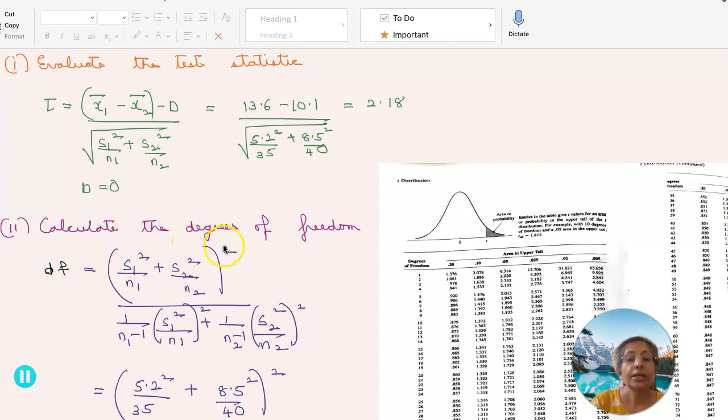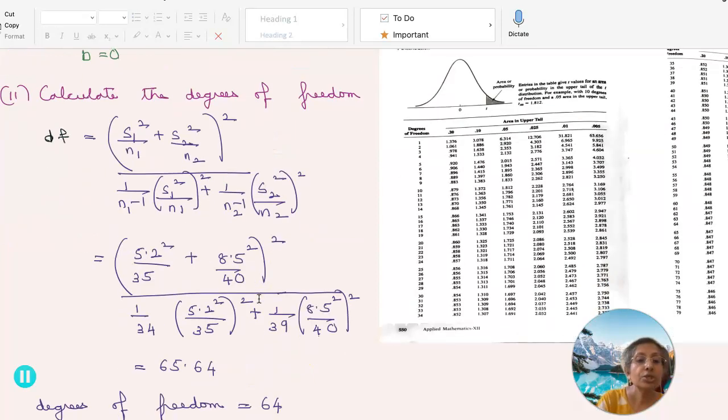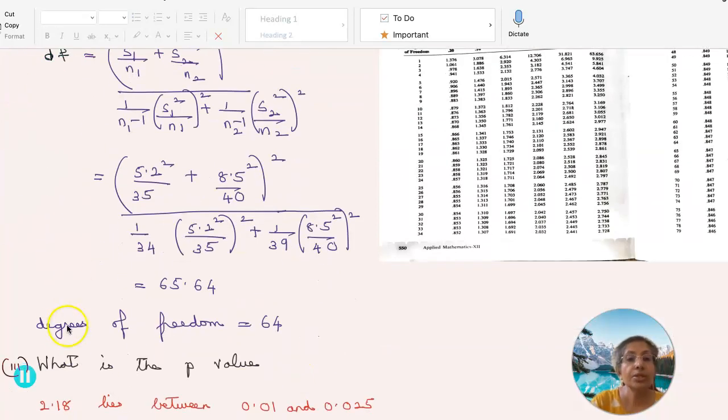Next, calculate the degrees of freedom. So degree of freedom is given by this formula: s1 squared by n1 plus s2 squared by n2 the whole squared, divided by 1 by n1 minus 1, s1 squared by n1 the whole squared plus 1 by n2 minus 1, s2 squared by n2 the whole squared. Substitute and you get degree of freedom as 65.64, and since we are using the table, we will take degree of freedom as 64.